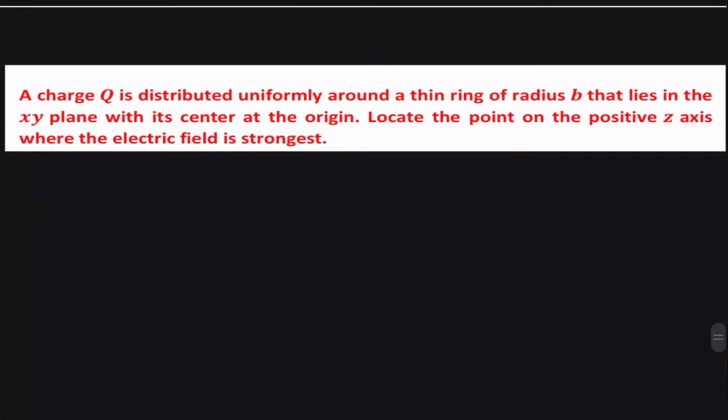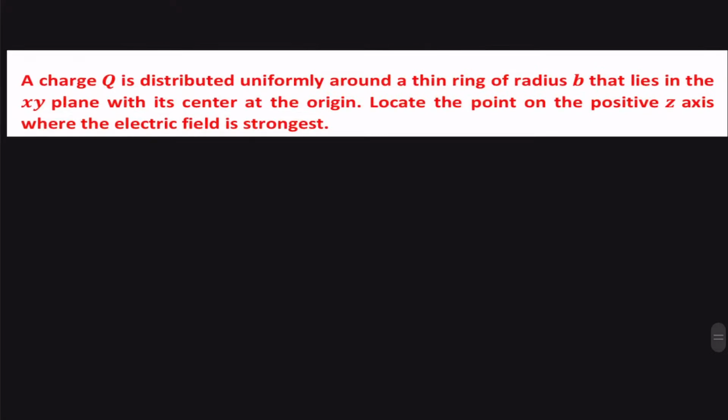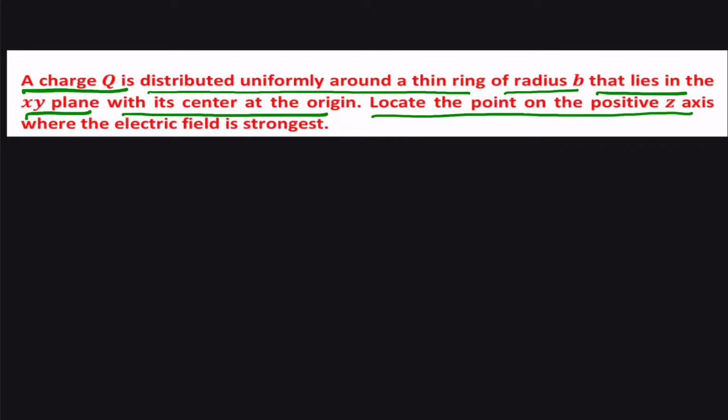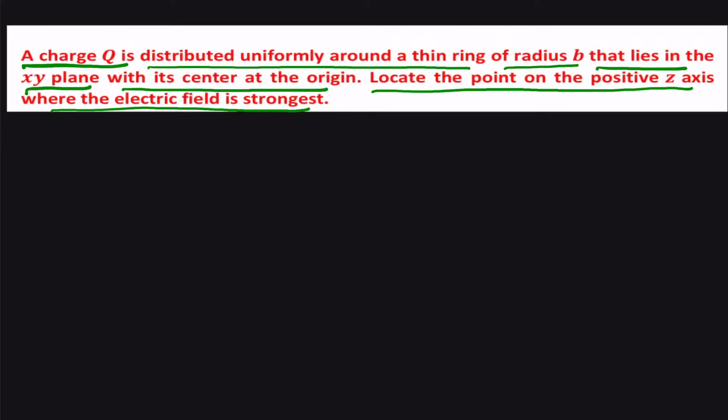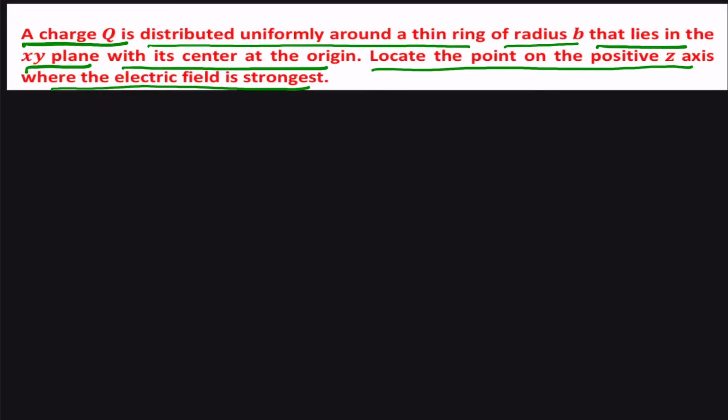Now we come to the third question. It states that a charge q is distributed uniformly around a thin ring of radius b that lies in the xy plane with its center at the origin. Locate the point on the positive z-axis where the electric field is strongest. Strongest basically means maximum. This is comparatively easy, because here we are indirectly solving for the electric field of a ring along its axis.